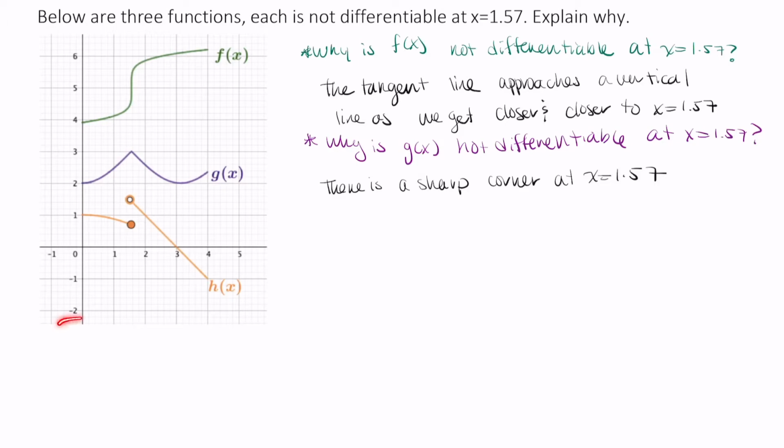Finally, let's look at h of x here in orange. Now, if this were a hike, this would be the most extreme version because you're walking and you realize, oh, I can't get up there at all. You suddenly come to this cliff that drops off to nowhere, and unless you can jump pretty high to the cliff, you're not going to continue your hike. So this is a jump discontinuity, which means we are not differentiable at 1.57. Not we, actually. The function h of x is not differentiable at x equals 1.57.